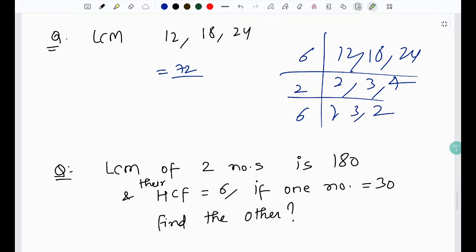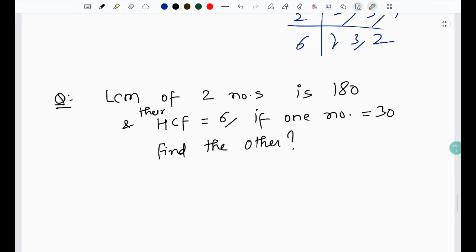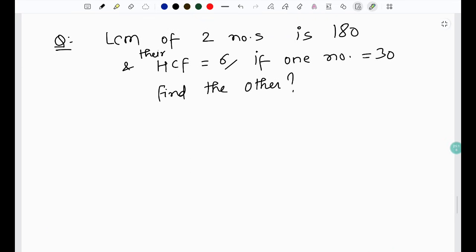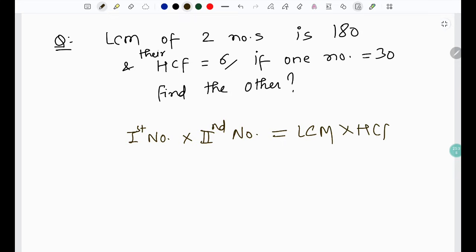This was simple. Here is another question which says the LCM of two numbers is 180 and their HCF is 6. If one number is 30, find the other. Let's solve this question. For such type of questions where LCM and HCF are both involved along with two numbers, the concept is that first number times second number is equal to the LCM into the HCF of these numbers.